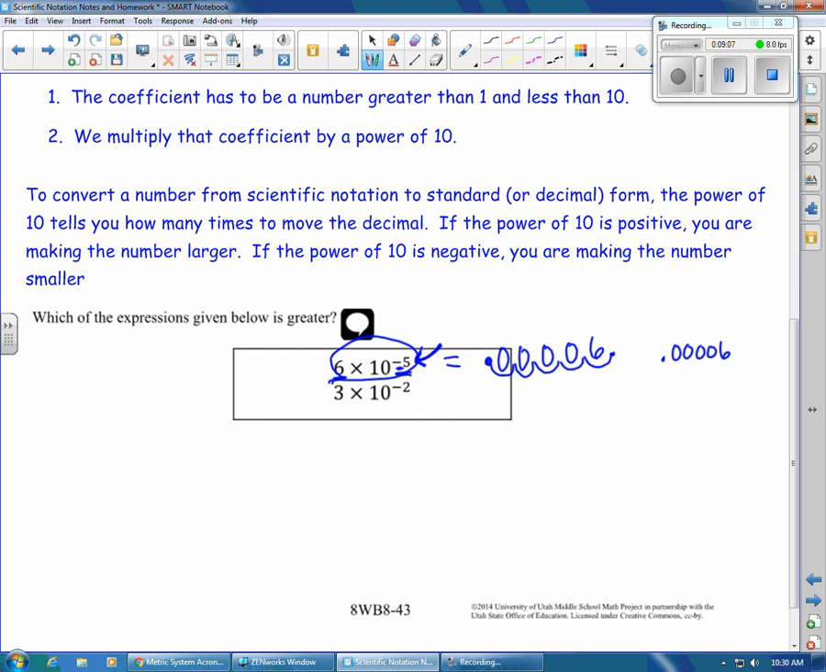3 times 10 to the -2nd. Again, write your 3. Your decimal is currently here. I need to create a smaller number by a power of 2. So there's 1. There's 2. So the second number is 0.03. And you know that this is a larger number.